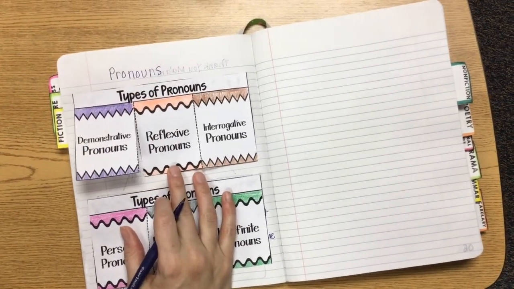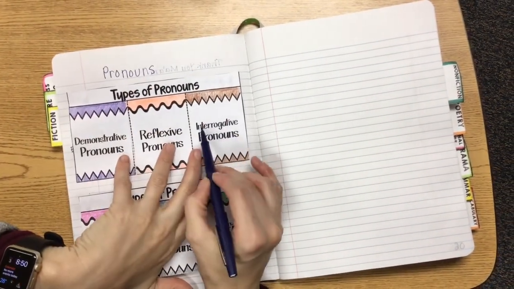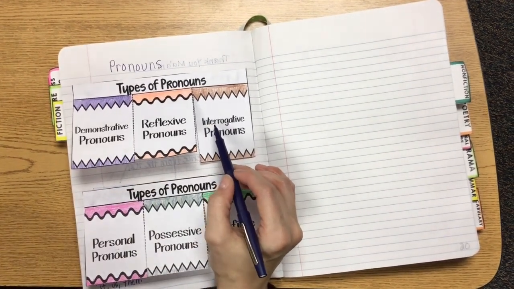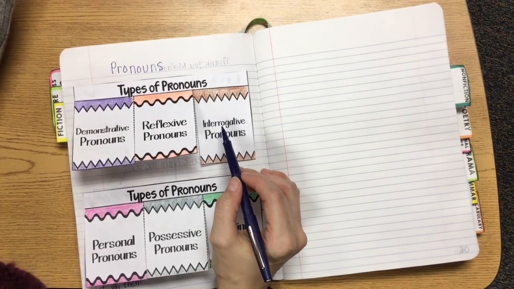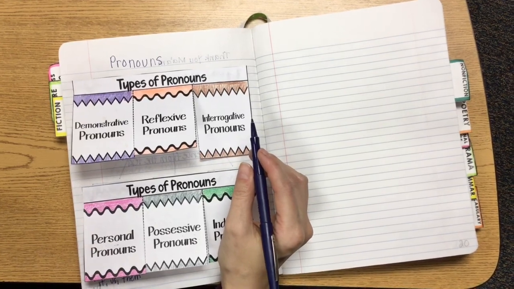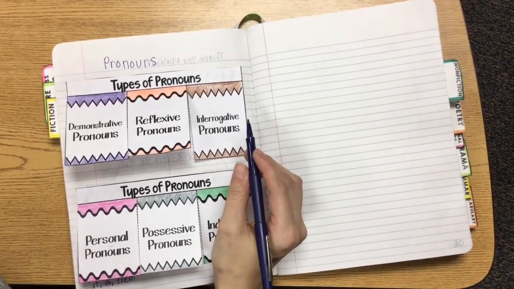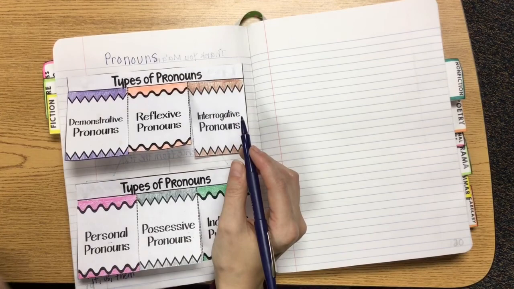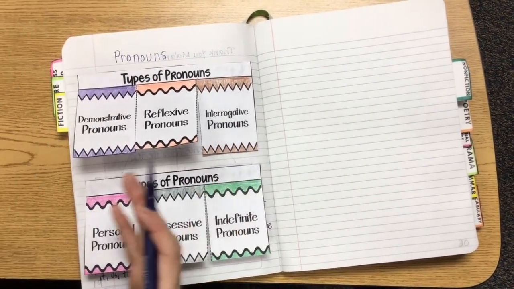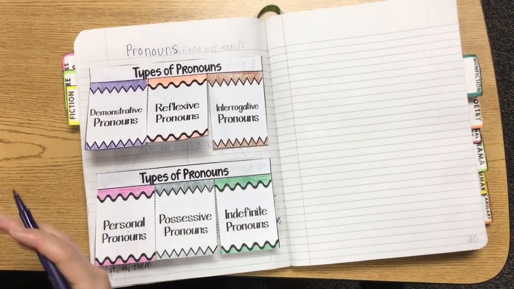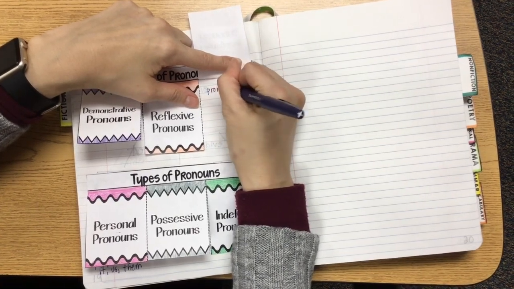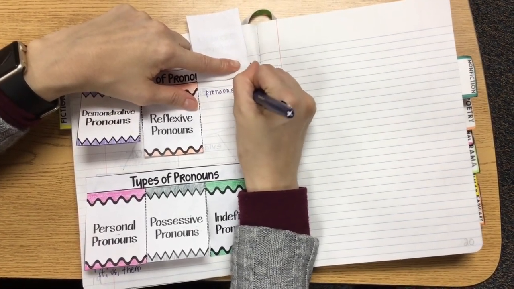And then finally, the last one, interrogative. If you're familiar with the root word here, it's interrogate. And when you interrogate someone, you ask them a lot of questions. So these are pronouns that ask questions. They typically stand for something that is not yet known. Like, who is coming to the party? Who is an interrogative pronoun. We don't know yet who's coming to the party, and it asks a question. So these are pronouns that ask a question.